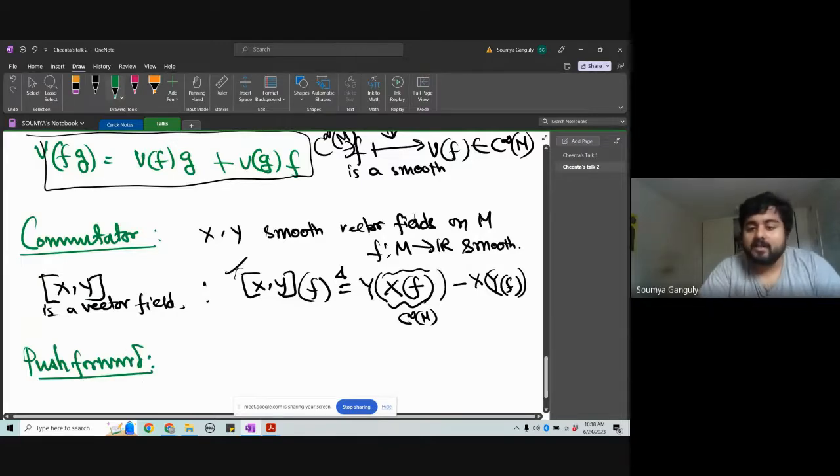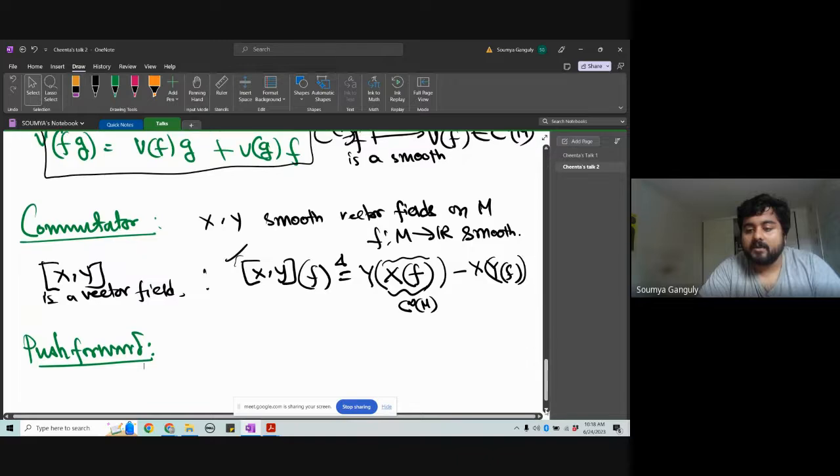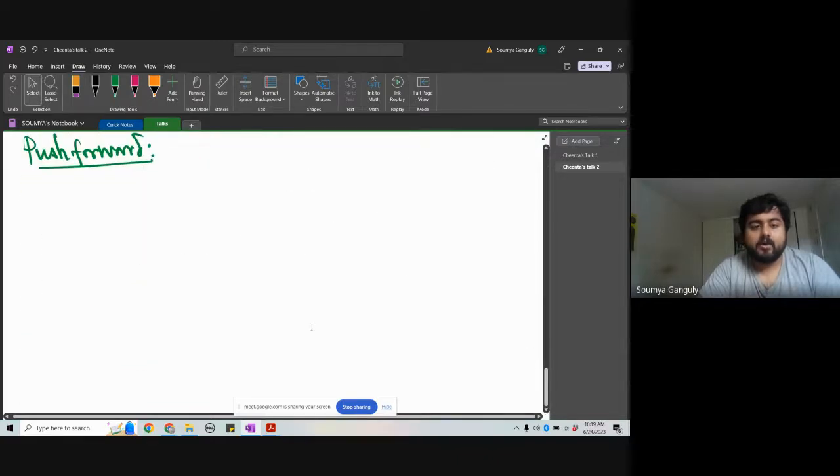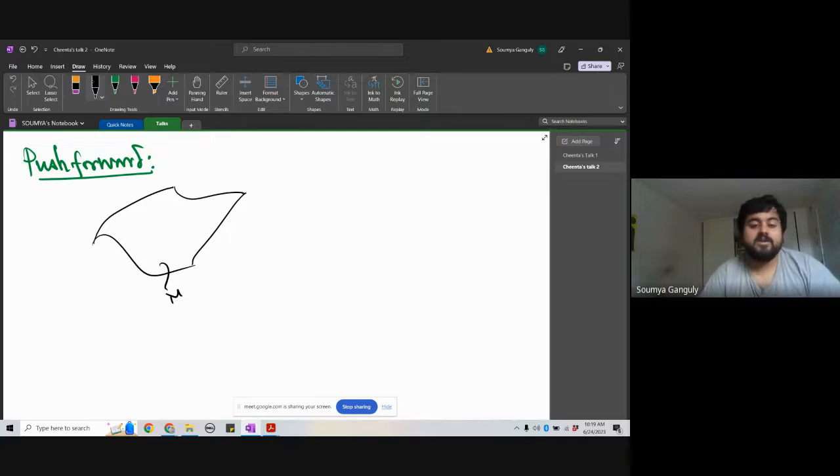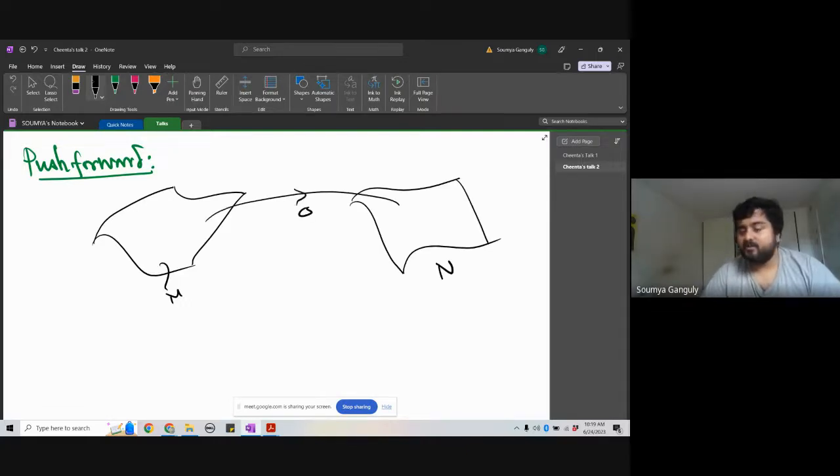So what is the push forward of a vector field? Well, the push forward of a vector field means the following. Let's talk about surfaces first. Suppose M is a manifold; in fact, it's true for higher dimensional manifolds also. Suppose M is a manifold, and N is another manifold. We have a smooth function phi between them.